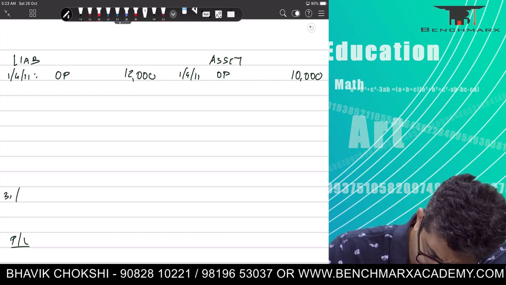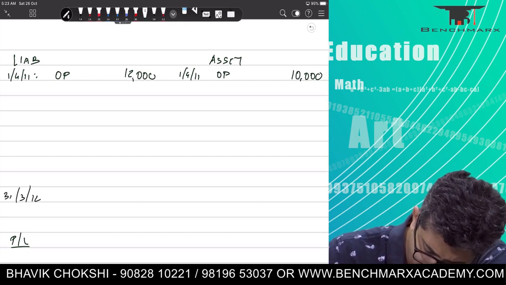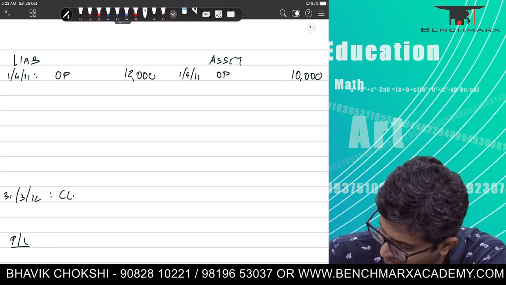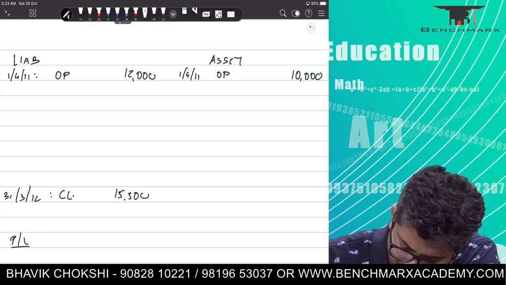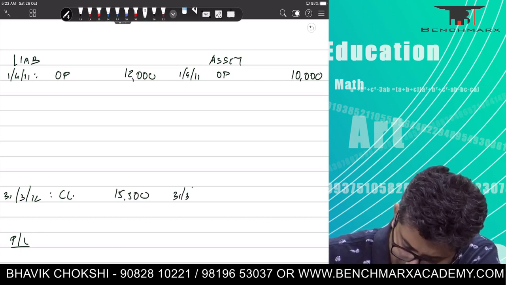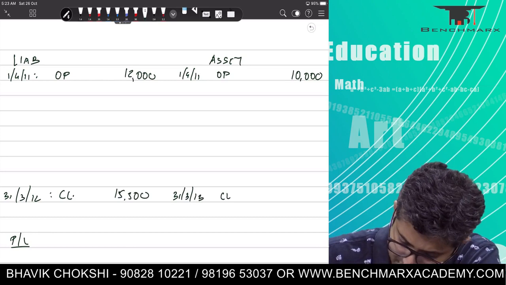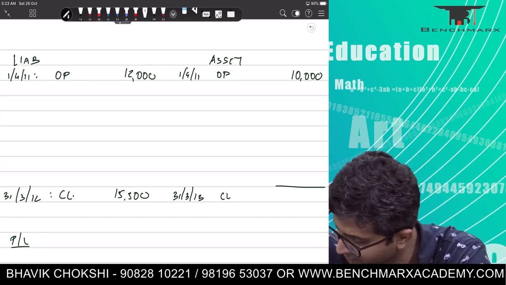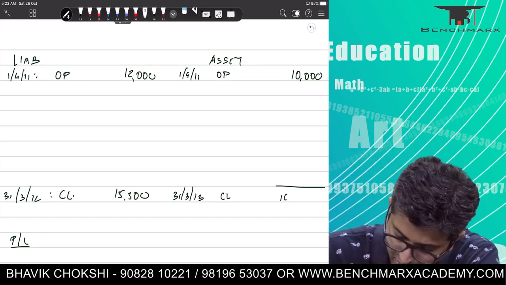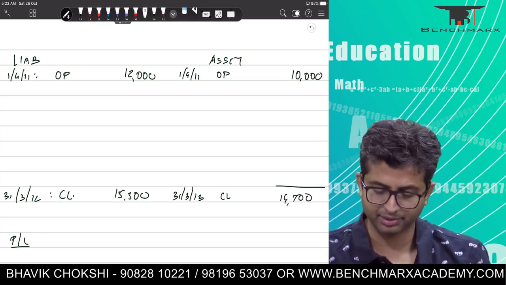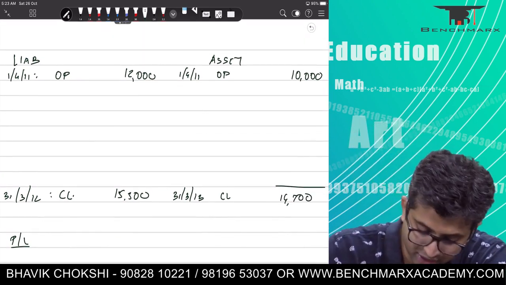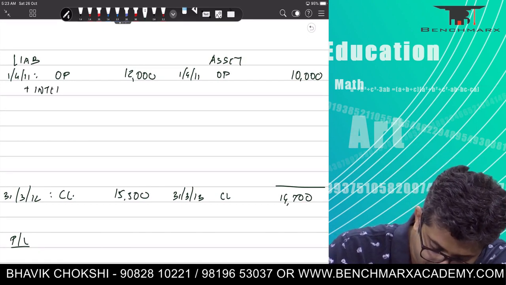The closing balance on 31st March 12, the closing balance of liability is 15,500. We're just putting down the data as given in the question. We are having a slightly different format. Then the closing balance on 31st March 12, your closing balance of assets are 14,700. Now these are just balances, don't have any effect on the P&L or OCI. Now we see that why should these balances increase? Well, due to interest.